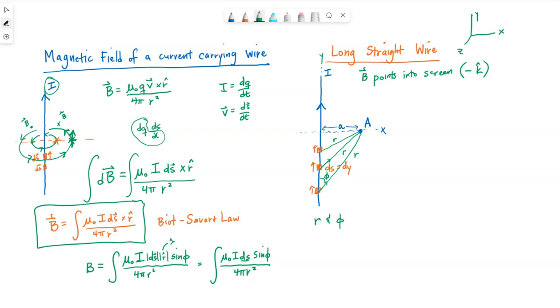So if we think of any one of these, say the bottom one, this bottom piece of wire is a distance of y below point A and a distance of x, which we're calling a, to the left of point A. So just using the Pythagorean theorem, since the x-axis intersects the y-axis at a right angle, we can say r is simply equal to the square root of y squared plus a squared. y is changing. Each piece of wire here is a different y distance away.